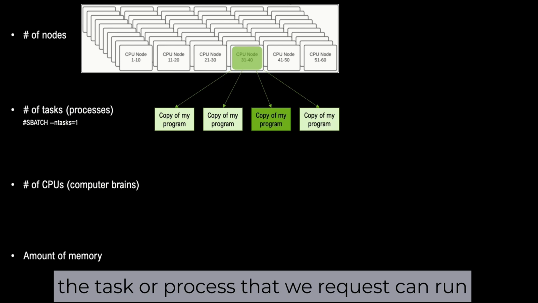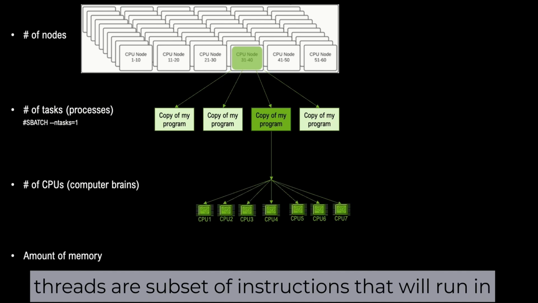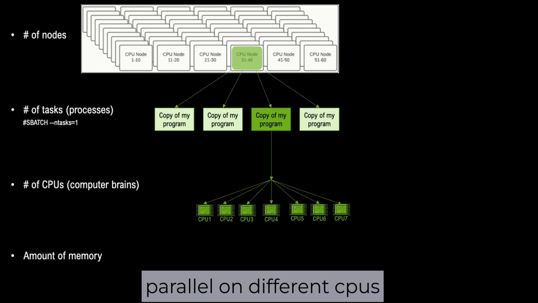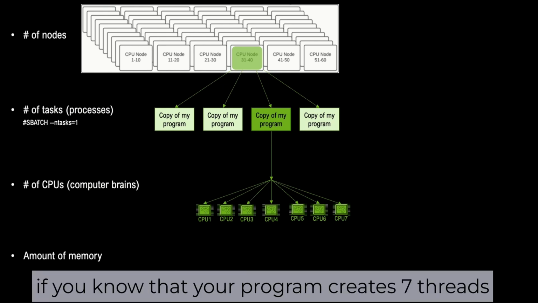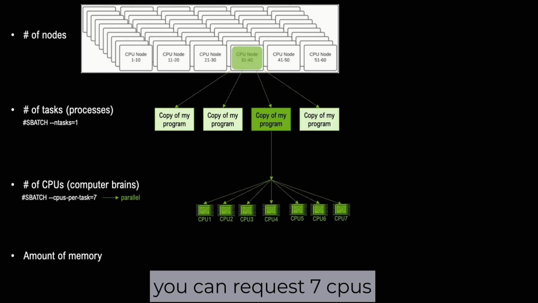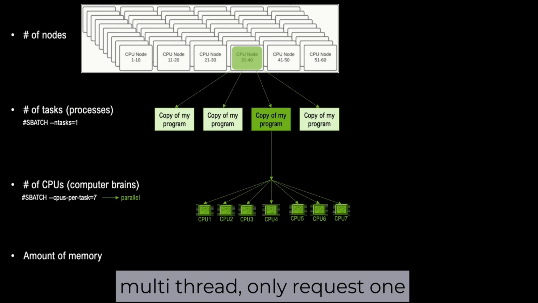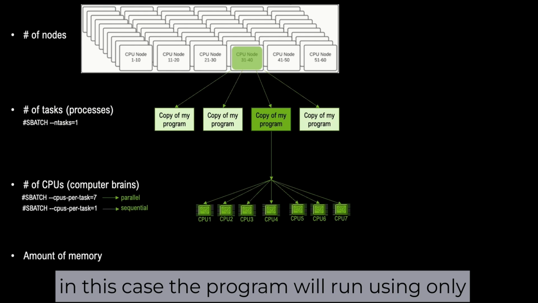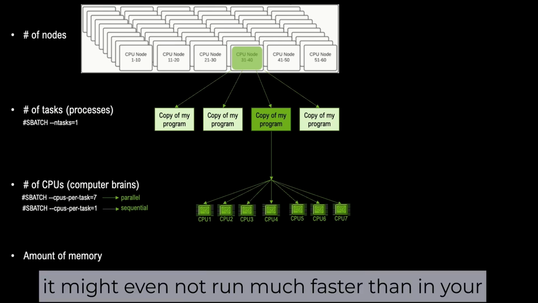The task or process that we request can run parts of our program in parallel using threads. Threads are a subset of instructions that will run in parallel on different CPUs. CPU is like the computer brain, which performs all the operations. If you know that your program creates 7 threads, you can request 7 CPUs. But if your application does not mention multi-thread, only request one. In this case, the program will run using only one thread independently of how many CPUs you reserve. It might even not run much faster than in your local computer.